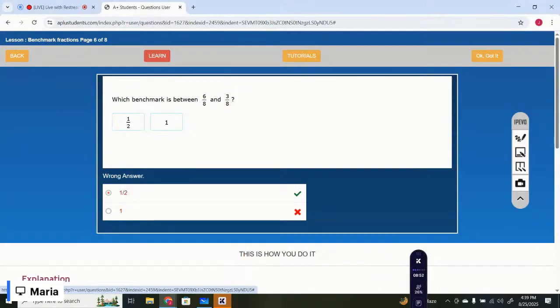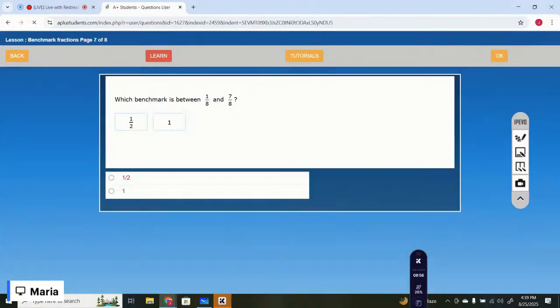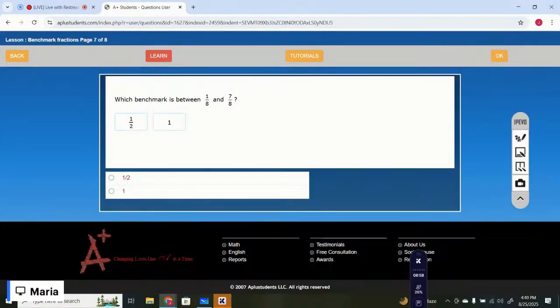Oh, both the fractions are less than 1. So that would be 1 by 2, not 1, sorry. Which benchmark is between 1 by 8 and 7 by 8? So which is the correct option? It would be 1 by 2. Option number 1 is the correct option. 1 by 2 it is.